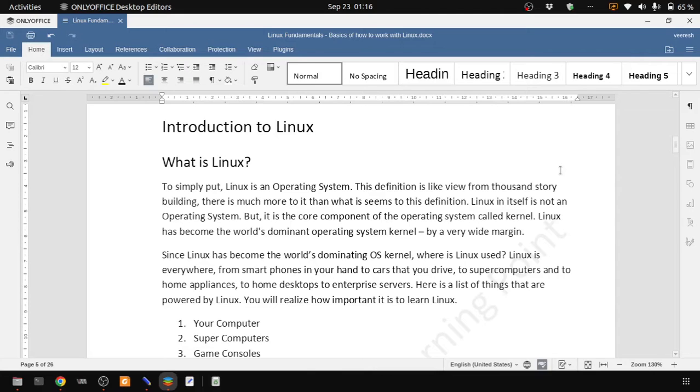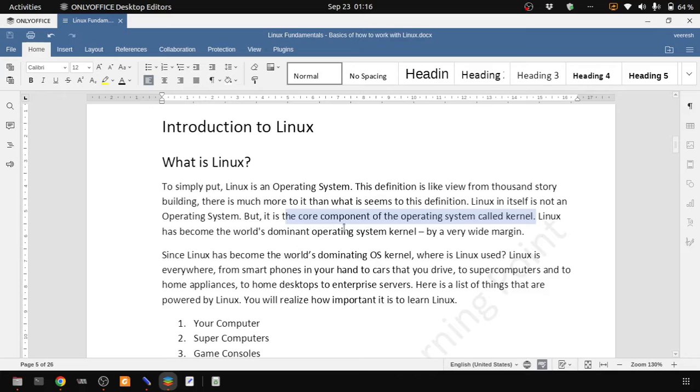Okay, introduction to Linux. What is Linux? To simply put, Linux is an operating system. This definition is basically a view from a 1,000-story building. It doesn't say anything about the internals of Linux, or it just assumes that Linux itself is the operating system. But that's not the case. Linux in itself is not an operating system, but it is the core component of an operating system called the kernel. So you might have heard Linux referred to as a kernel also.